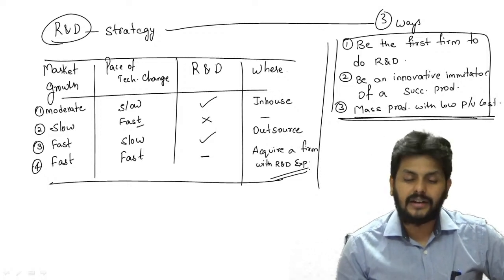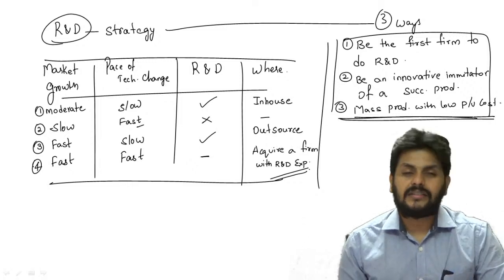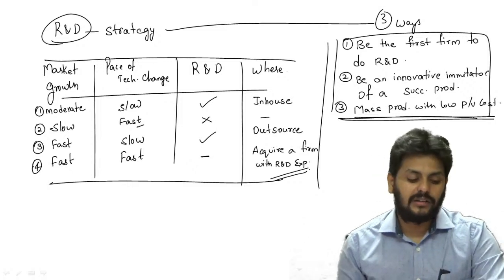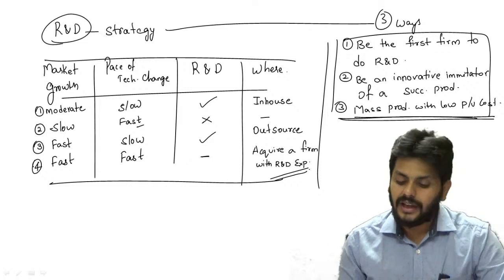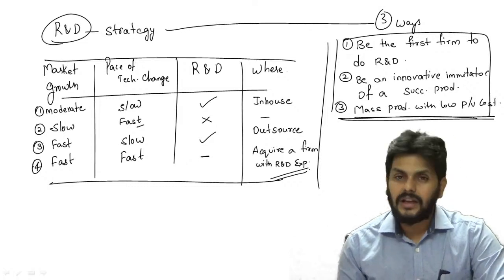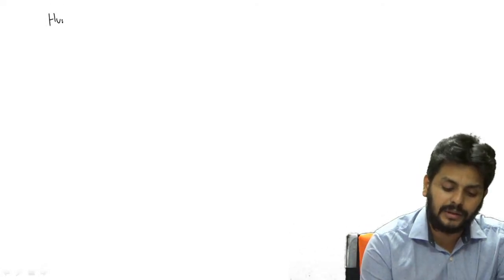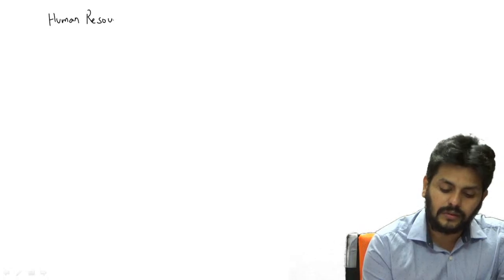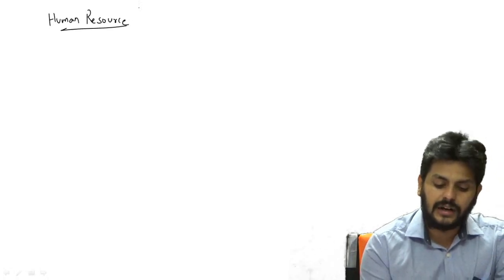All these are needed, and only then you will be successful with respect to these strategies. So that is what we have: R&D strategy and the three ways of doing the R&D strategy. Then moving up next is our next question. The last part of our discussion here in this chapter is called the human resource or the HR strategy.